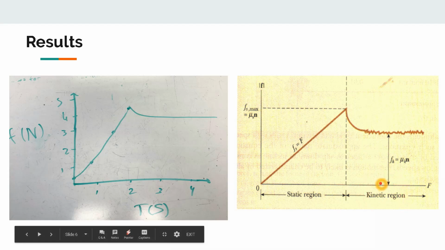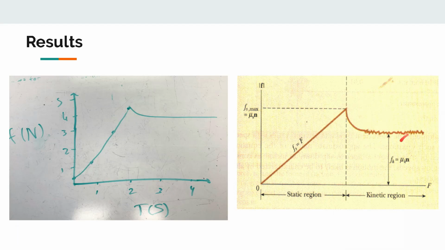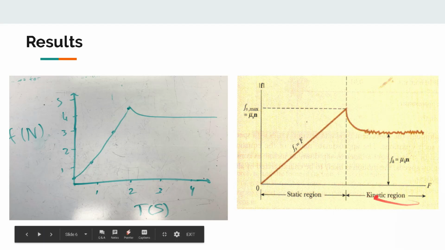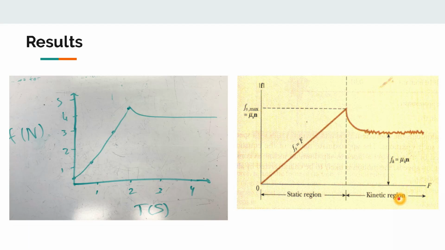Like right here. At the beginning, it's static friction because it's resisting, and then it jumps back down to kinetic friction.